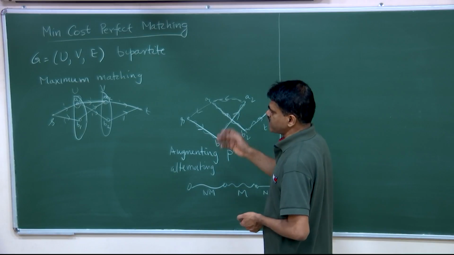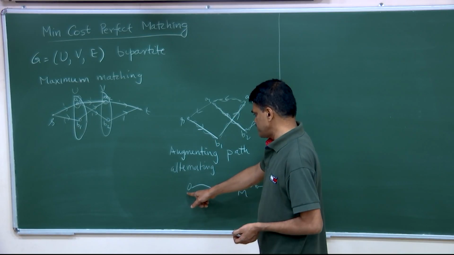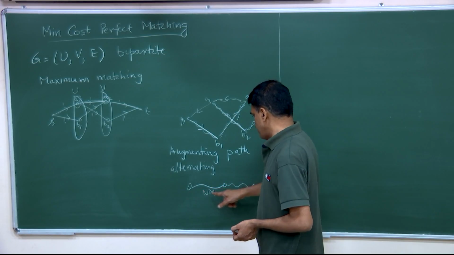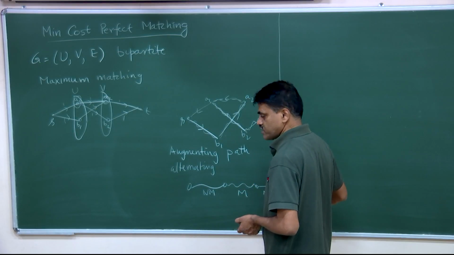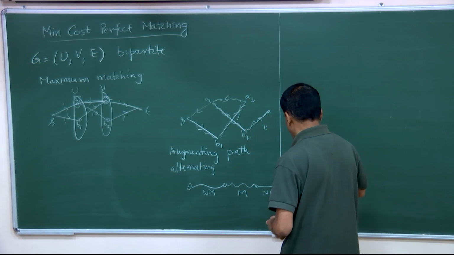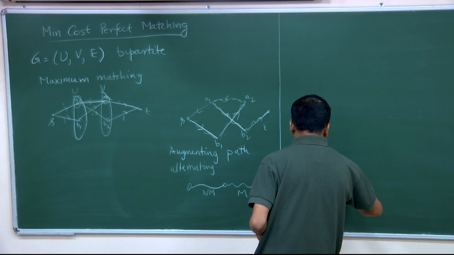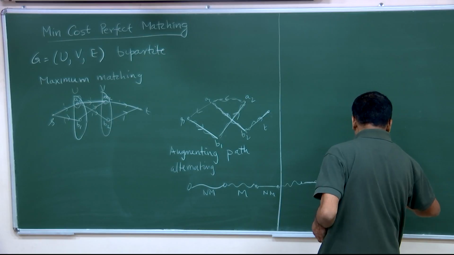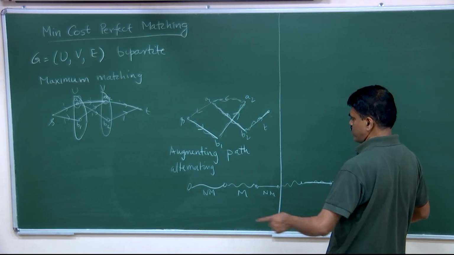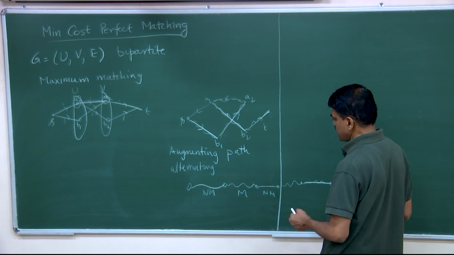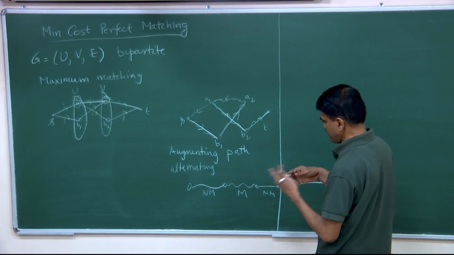So I start with some matching, then I find an alternating path which starts with an unsaturated vertex: non-matching, matching, non-matching. It might still go on with a matching, and finally a non-matching, but it ends with a non-matching edge. That means it has more non-matching edges than matching edges. Then I do a symmetric difference. What does symmetric difference mean?